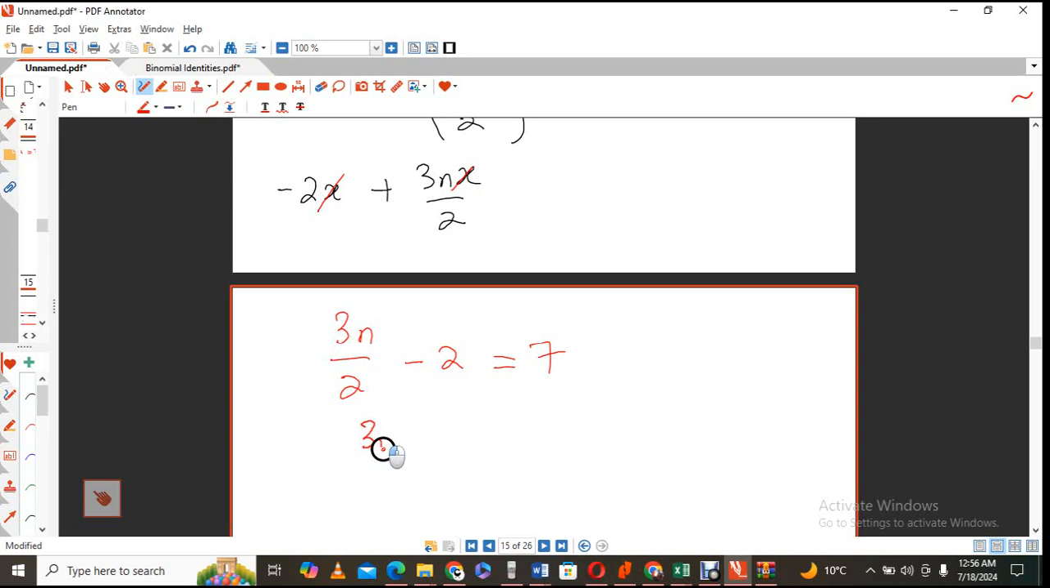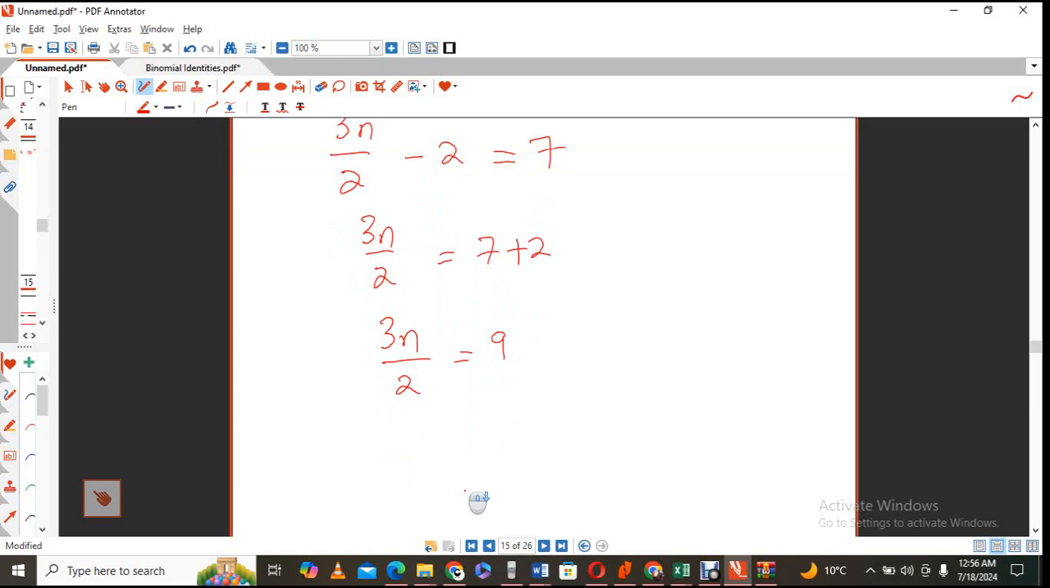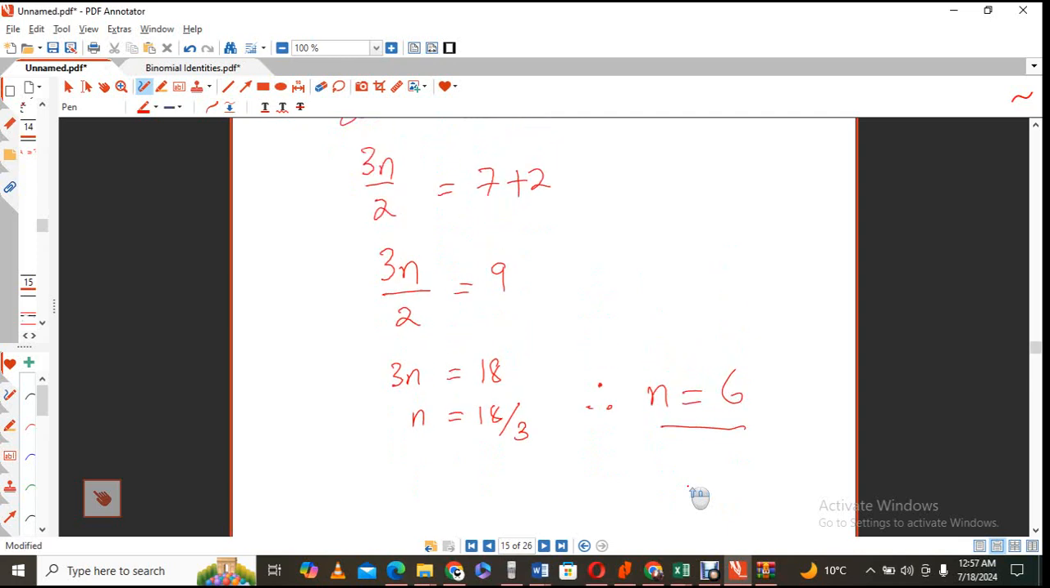This is a very simple equation that you can solve. So this becomes 3n over 2 is equal to 7 plus 2, which is 9. You should see that n is equal to 18 divided by 3, which is 6. Where is 18 coming from? 3n is equal to 18, that is 2 times 9, and then n equals 18 divided by 3. Therefore, n is equal to 6. So that answers one part of the question.